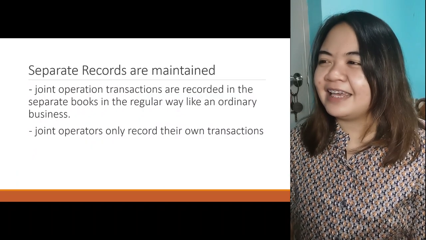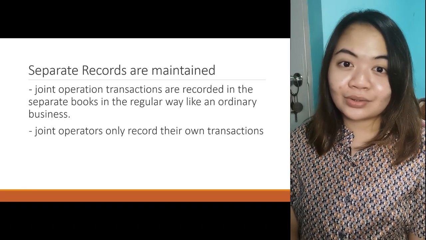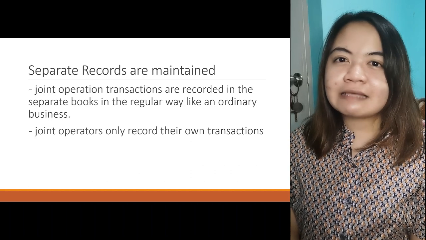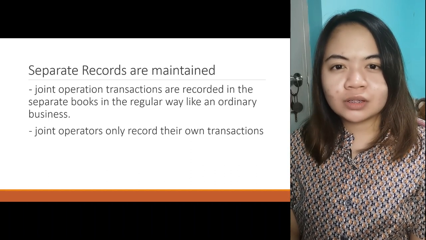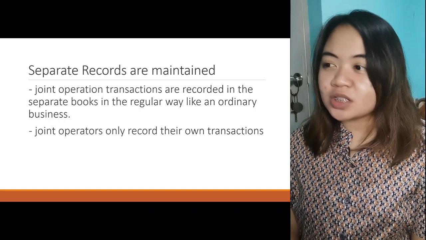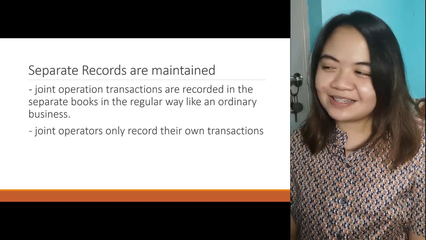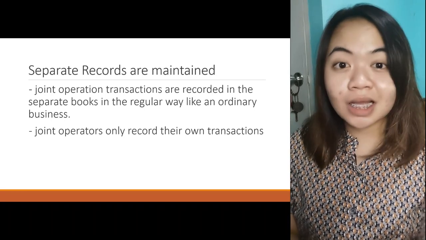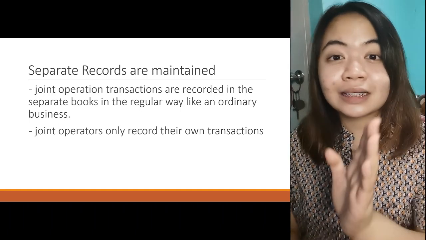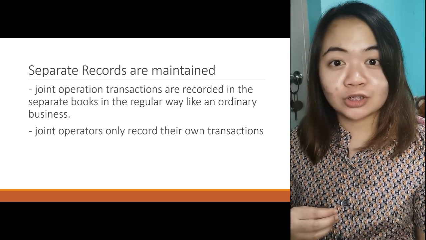So yan. Next, paano kapag separate records are maintained? Mas maganda ang separate records are maintained, okay? Kasi mas efficient siyang gamit siya, mas convenient, okay? And less prone to errors and fraud, yan. Okay, joint operation transactions are recorded in the separate books in the regular way, like an ordinary business. Okay, so joint operators only record their own transactions. Okay, so ang nakarecord lang sa mga books ni joint operators ay yung related lang sa kanila. Okay, related lang sa kanilang transaction with the joint operation.